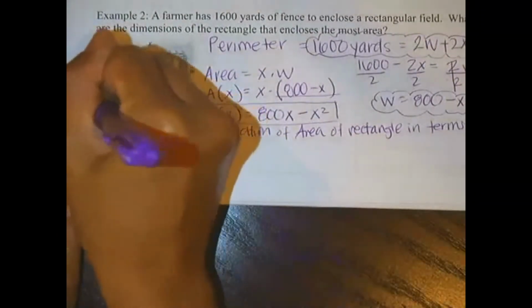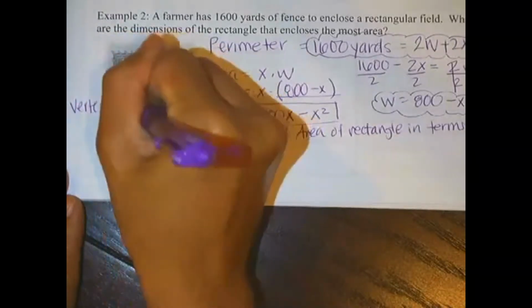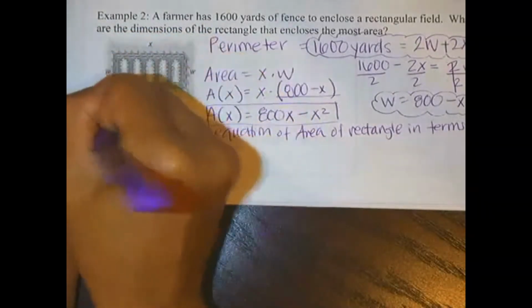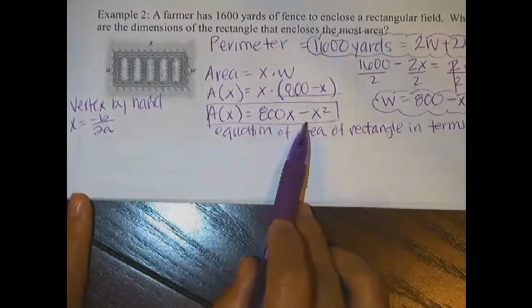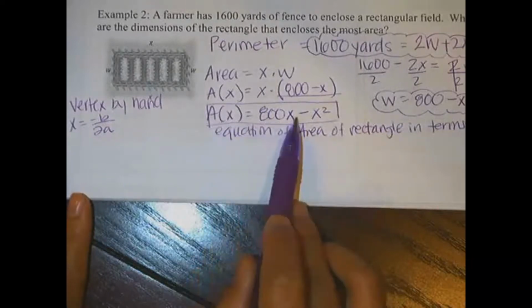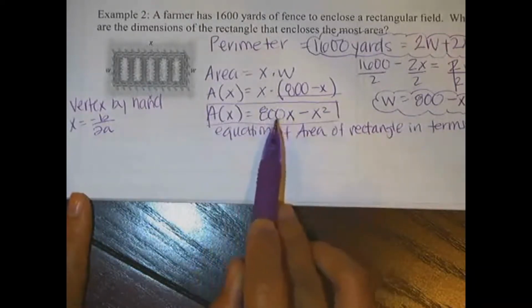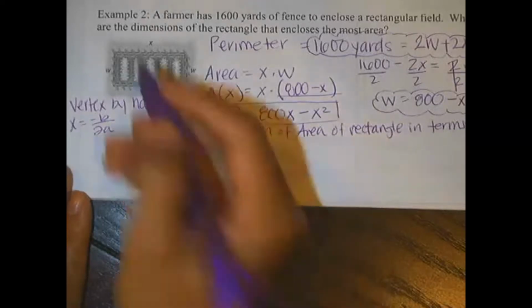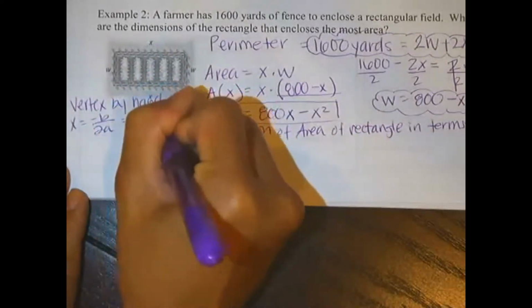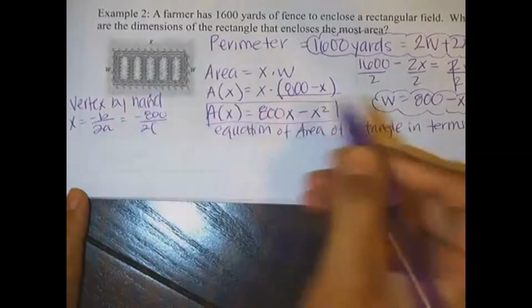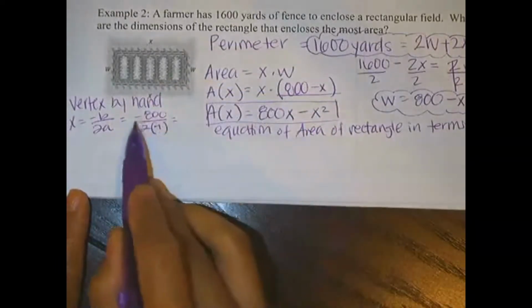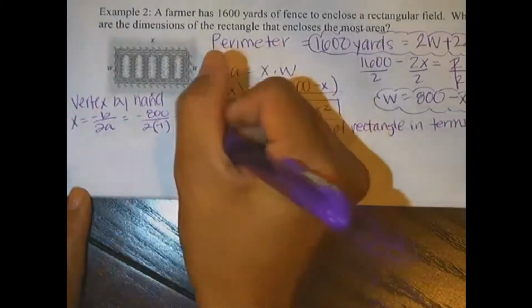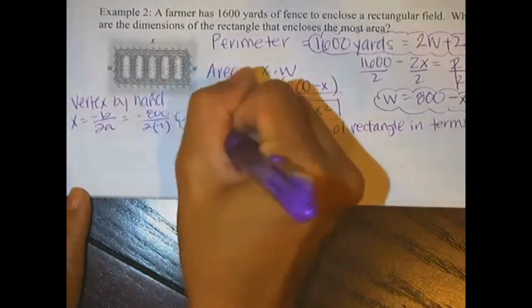And to find the vertex by hand, x equals negative b over 2a. So if I were to write it again in order, it would be A of x equals negative x squared plus 800x. So your b would be 800, and negative of that is going to be negative 800, all over 2 times the first term, which is your a, which is negative 1. So this is going to give me negative 800 over negative 2, which is a positive 400.